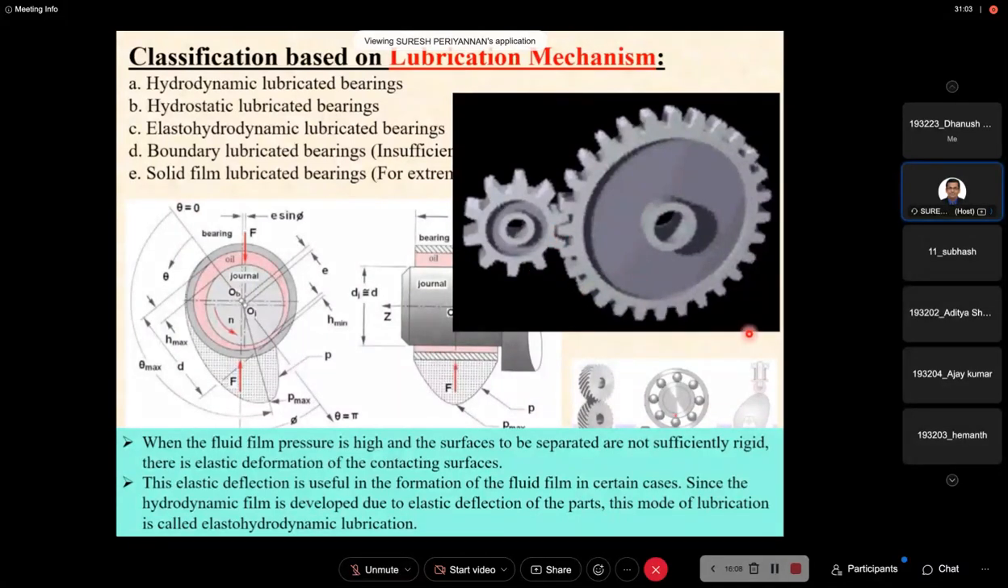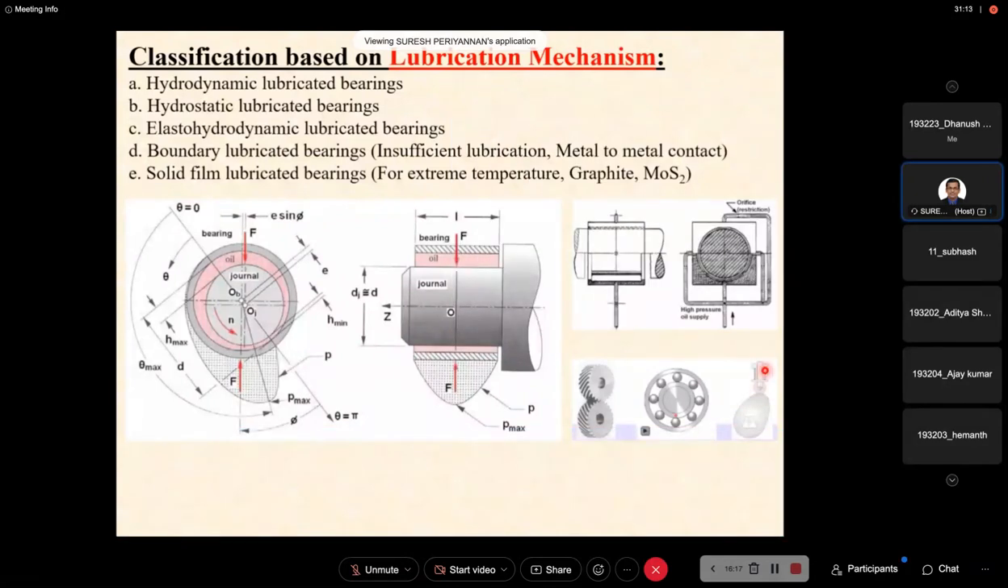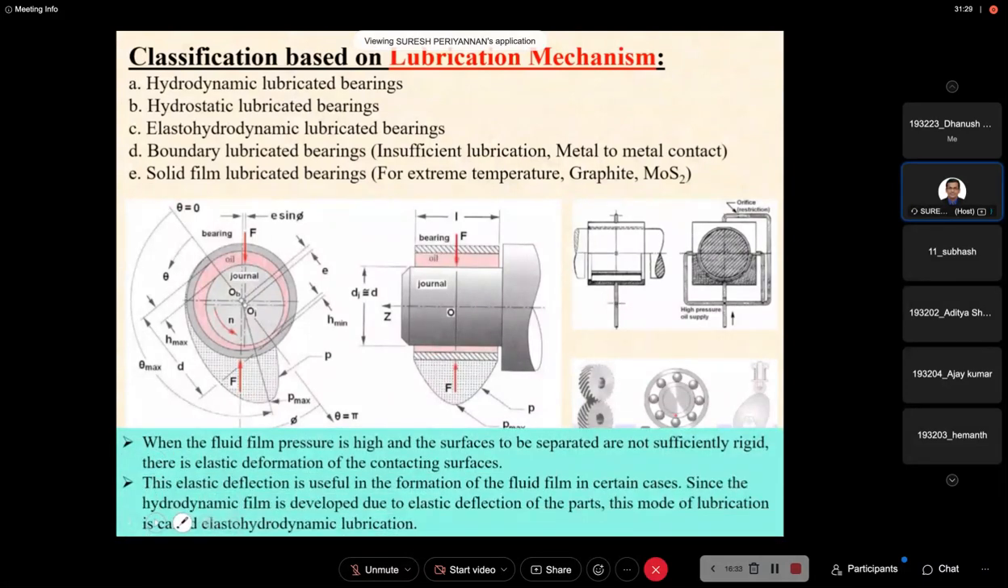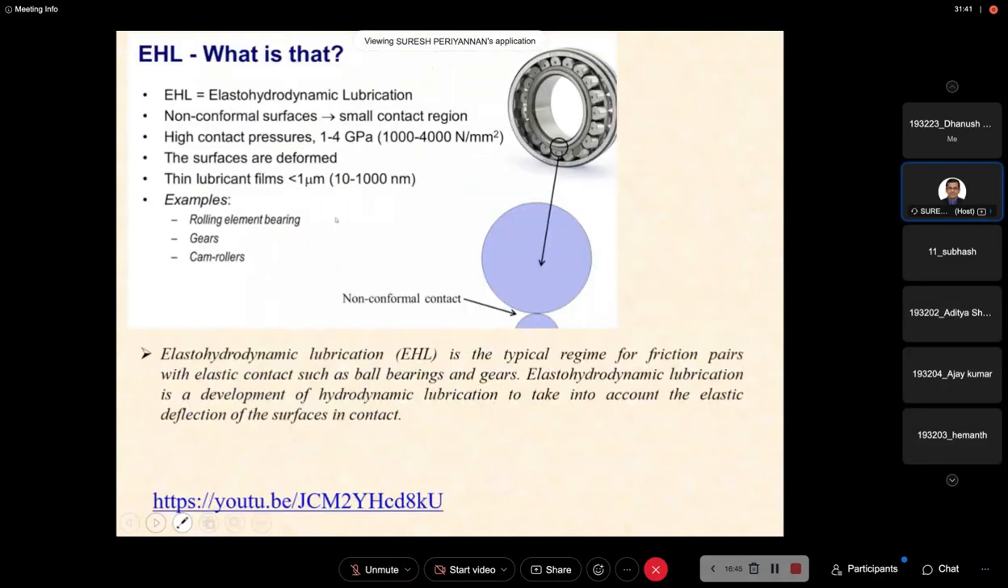Especially wherever metal to metal contact is there. For example, you can see here, this is the cam follower, this is the roller bearing, and these are the gears. These are the things subjected to elasto-hydrodynamic lubrication. Please understand which lubrication belongs to which component; you may expect this type of objective type questions. This was also somewhat covered in the last class.